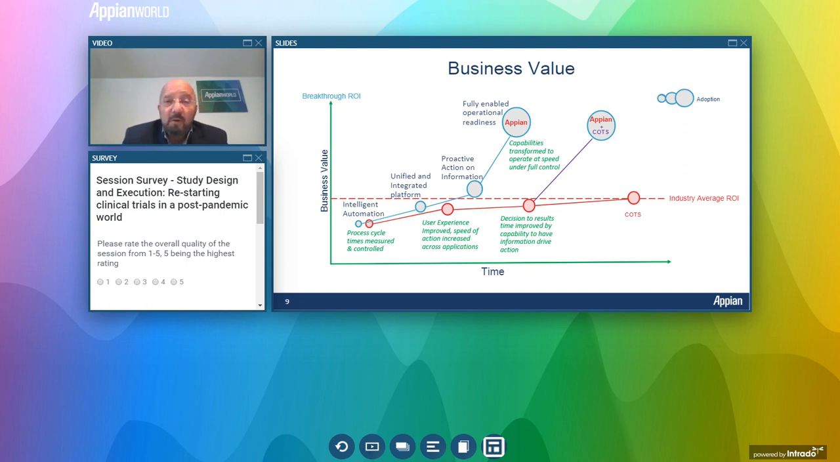But what you can see will be achievable with a platform like Appian is the breakthrough ROI depicted with the light blue balls here. The ability to leverage intelligent automation, a unified integrated platform, proactive actions on the Appian platform, to get to a point where you have fully embedded operational readiness from connecting various different systems in place on a platform like Appian, doing so rapidly with low code, is what's going to get you to that breakthrough ROI on a much more accelerated timeline.